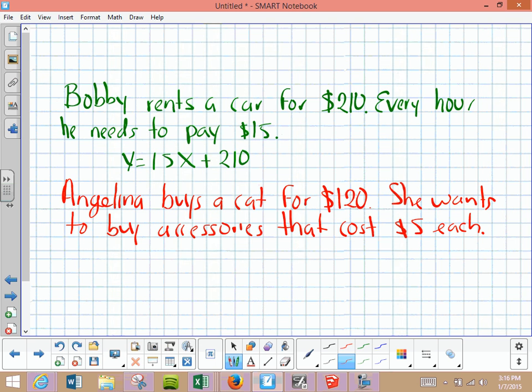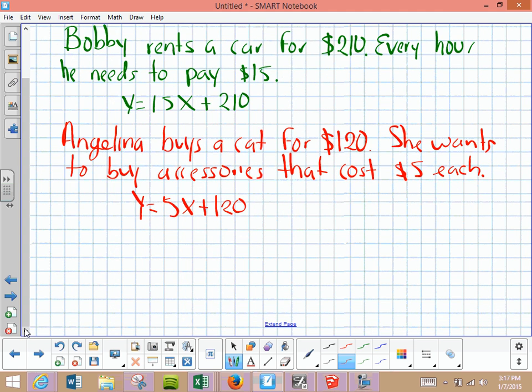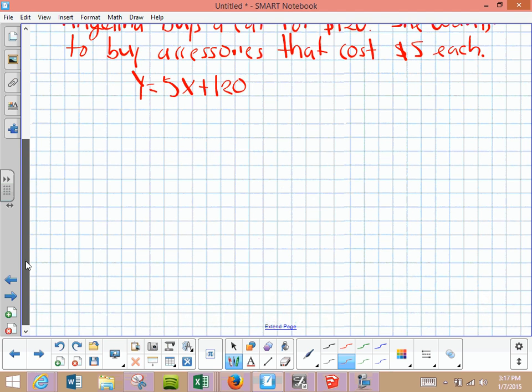Juan, what's the equation? Stay alert. I'm gonna randomly ask people. Not times. 5x plus 120. You gotta pay that 120 for the cat regardless. The one that changes would be how many accessories you buy. Make sure you're writing all of these and staying attentive because I'm gonna just randomly ask questions.